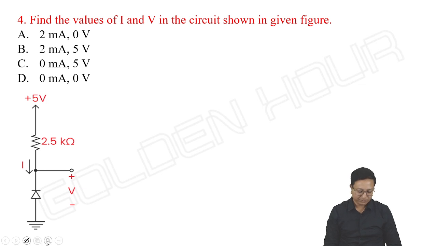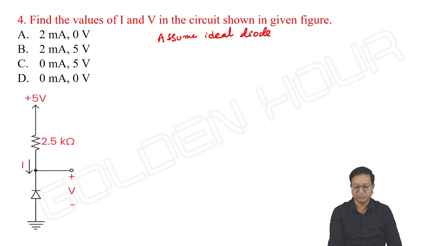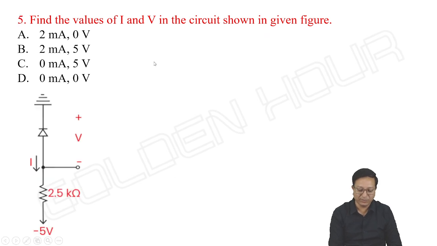Question number 4. Find the values of I and V in the circuit shown in the given figure. Again, assume ideal diodes, the very first point. Next, look at the terminals anode and cathode. Cathode is going towards the positive supply and anode is going to ground. So definitely anode is at a lesser voltage compared to cathode. Diode does not conduct.